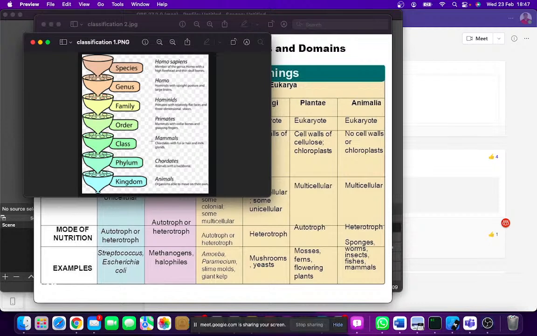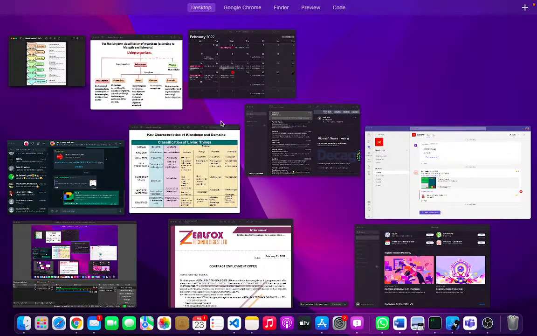So JAMB is going to ask you which of the following is not a level in the classification of living things. So they are going to have kingdom, phylum, class, and they could put something like organ to surprise you. So you should be able to know that the levels are kingdom, phylum, class, order, family, genus, and species. Okay, so take note of that. That is very, very important in classification.